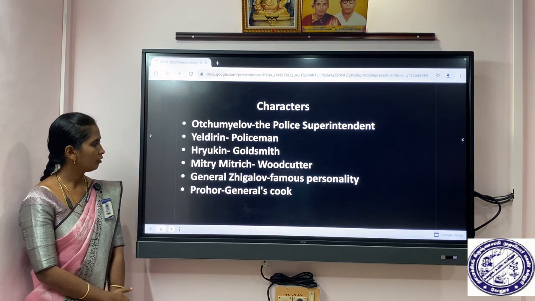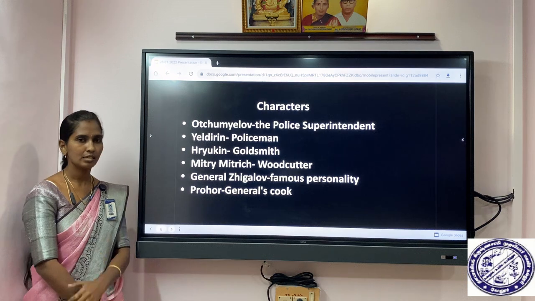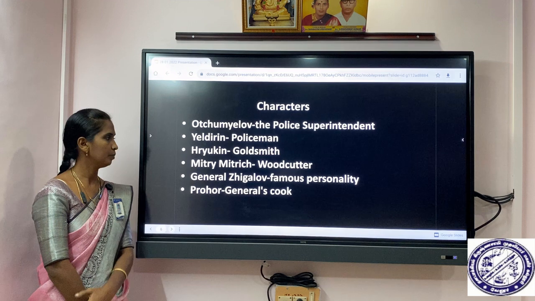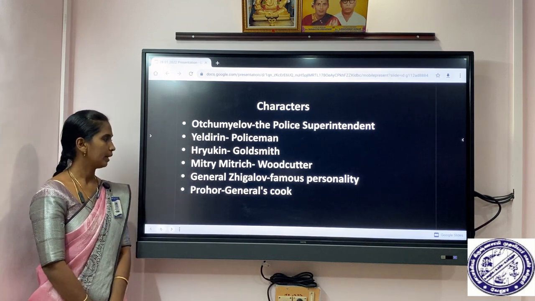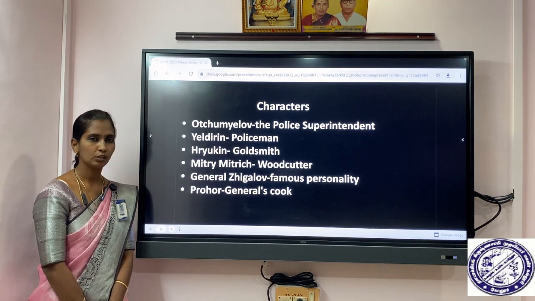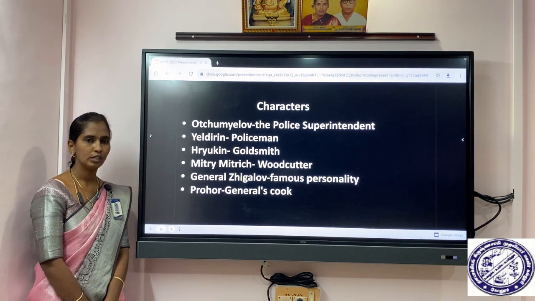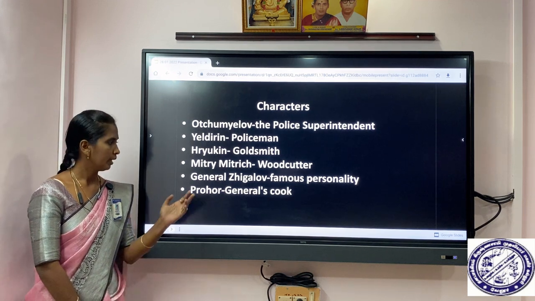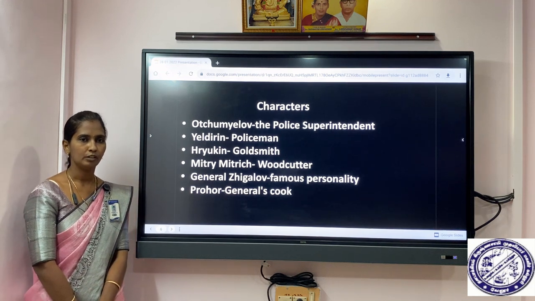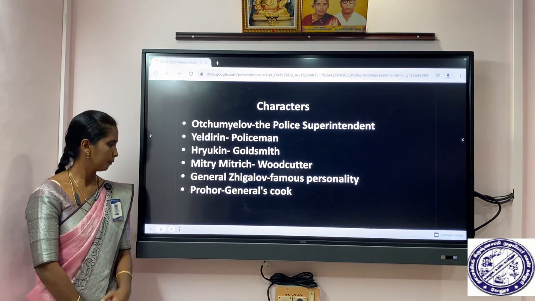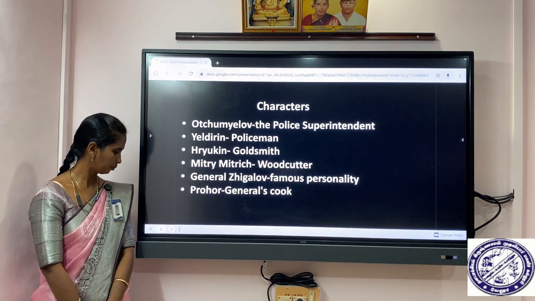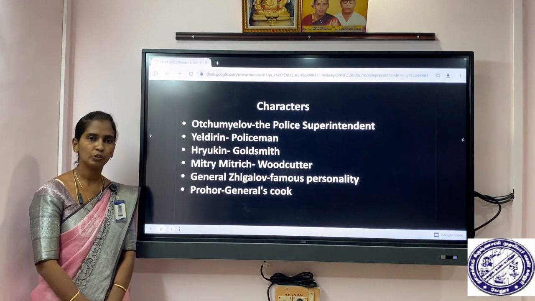In Chameleon, we have around 5 characters, as I said earlier. Ochmiller is the police superintendent, and Eldrin is the policeman who assists Ochmiller, and Rukin is a goldsmith, and Mitrich is a woodcutter. General Ziegler is a very famous personality in Russia, and this person is not present in the story, but he is referred to frequently in the short story. And at last we have the general's cook called Poher. So that's all about the characters.